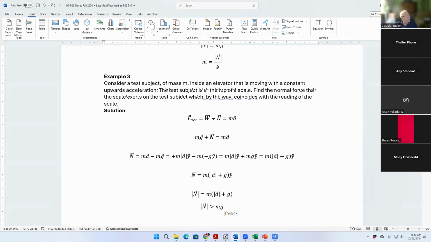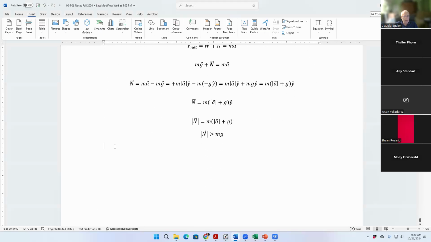Let's do some numeric value. Okay? Let's do some numeric value. Suppose that the elevator is accelerated upwards at 5 meters per second squared. Okay. 5 meters per second squared is half g, right? 1 g is 10 meters per second squared. Consequently, 5 meters per second squared is half g.